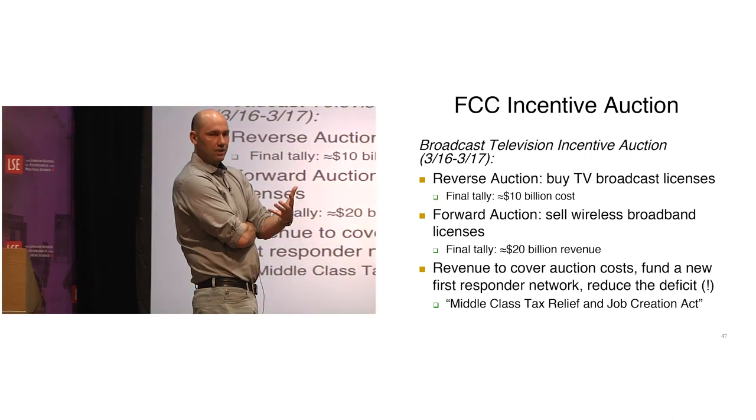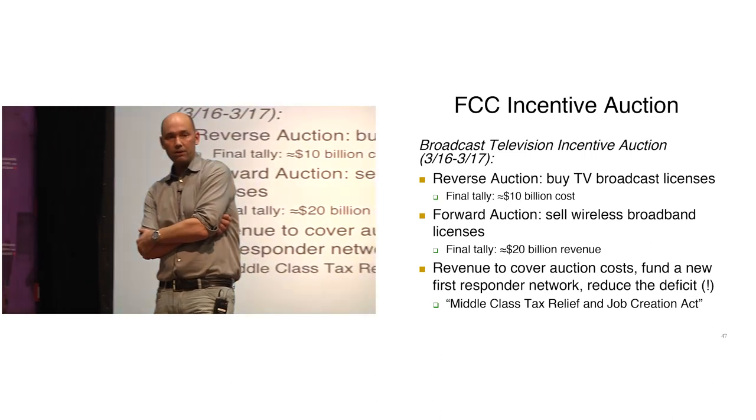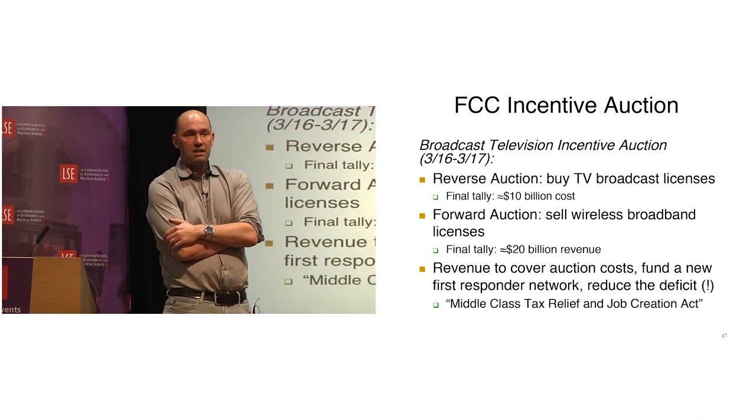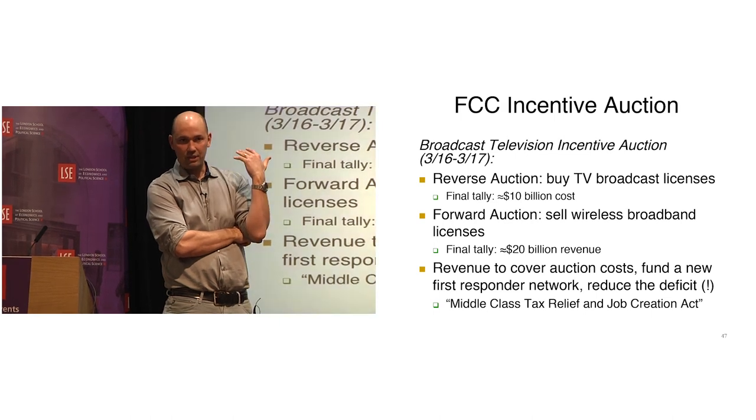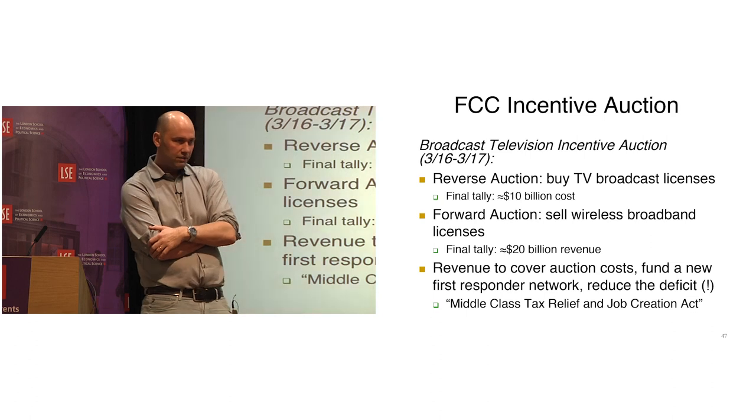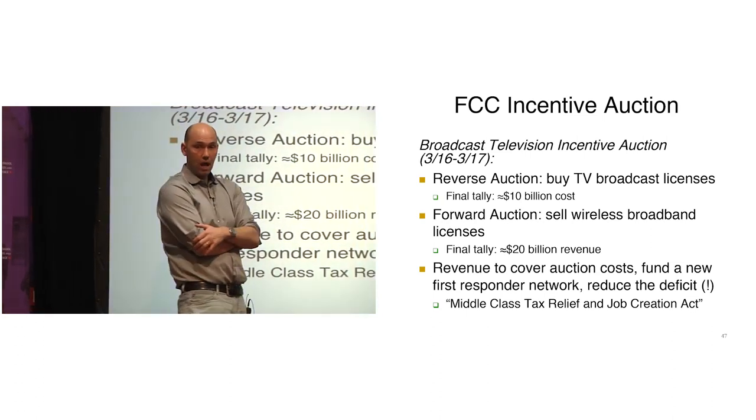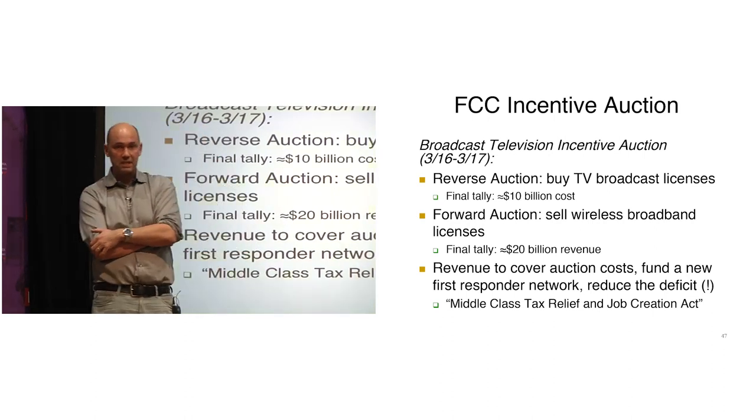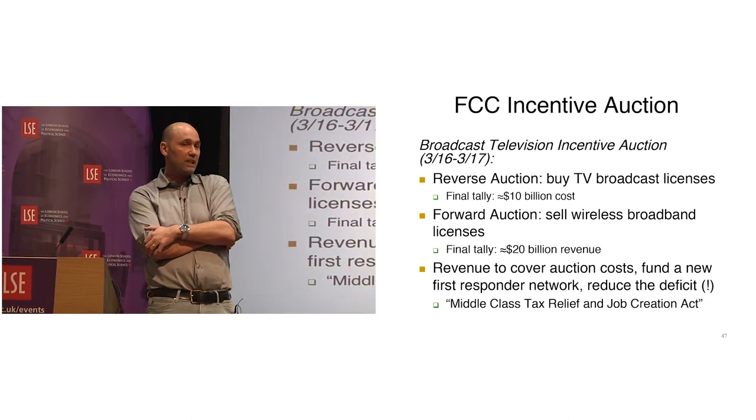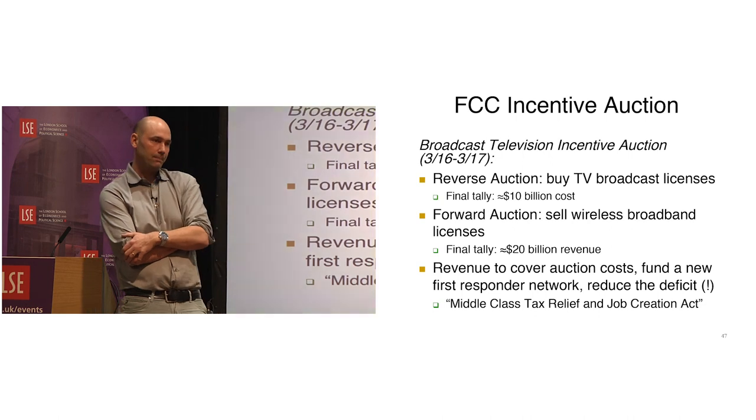Then, once they acquired these licenses, now they could use a forward auction, like the ones they've been running for 20 years, to sell those to the highest bidder. Okay? Now, the dust has settled, the auction ended, so we can see how it did. And you can see that the numbers involved are pretty big. The government spent about $10 billion buying back licenses from the television broadcasters in the reverse auction, but then it managed to flip those auctions for $20 billion, clearing $10 billion.